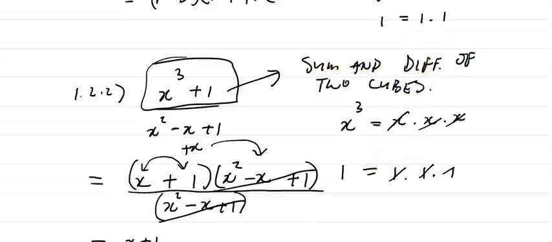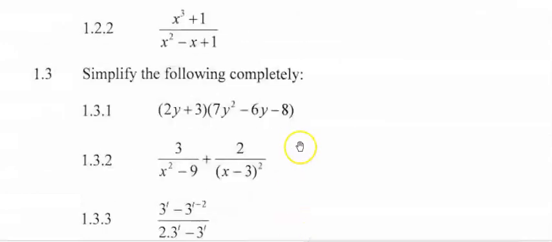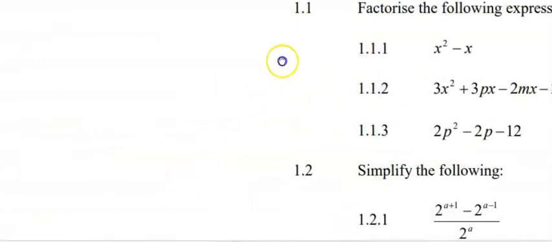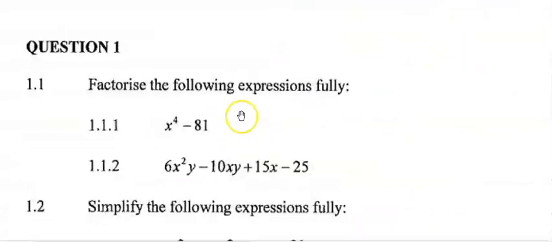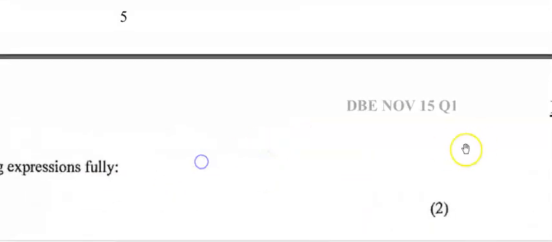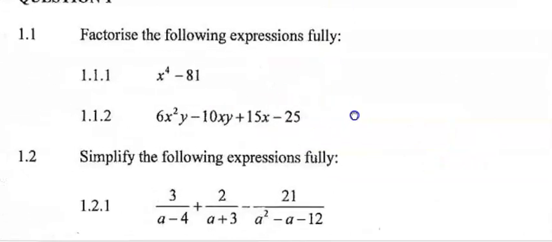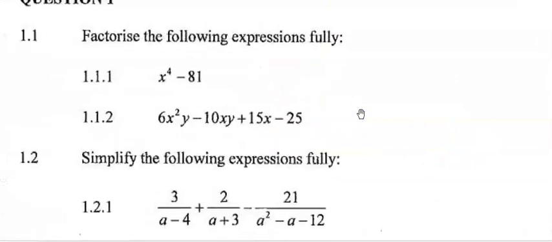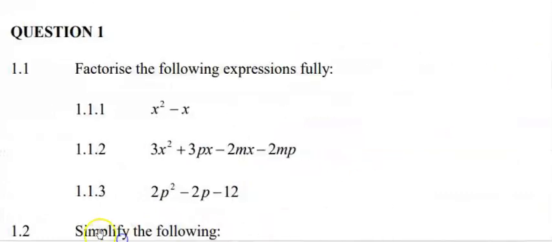Okay, let's see if we can do one more question. Let's go and look at the following. What are we left with here now? Let's see, what paper is this one up here? This is the November 2015 paper 1. What have we got here? x to the 4 minus 81, that's difference of two squares. This one here will be grouping, right? I think we skipped the question here. Let's see what we've got here.